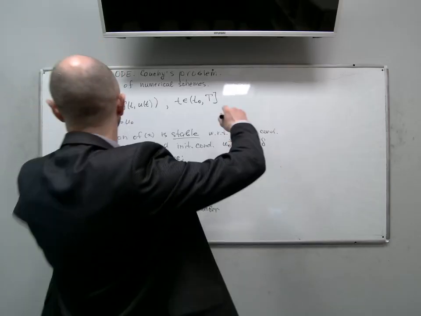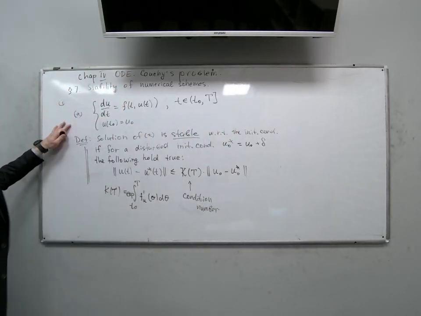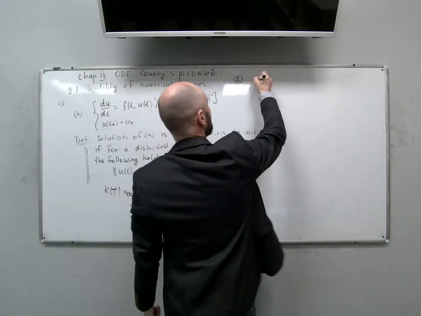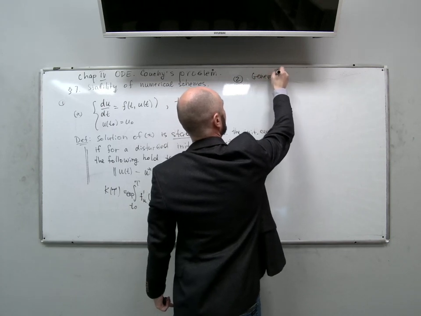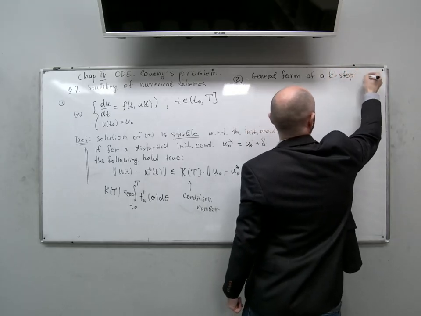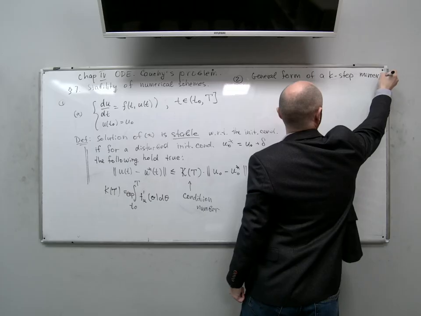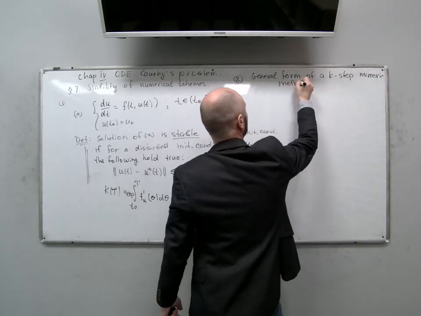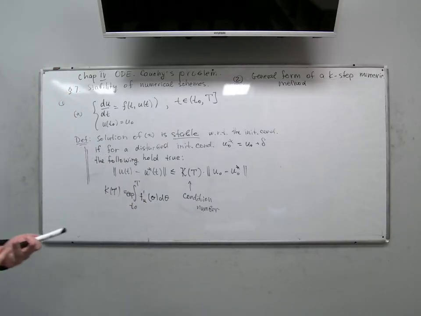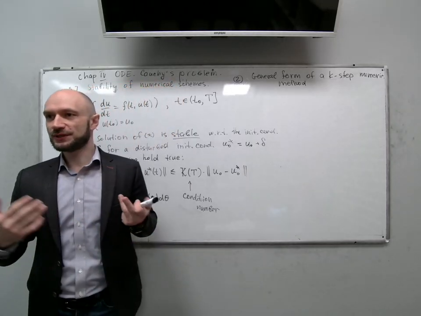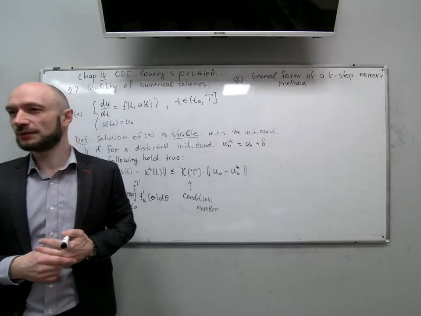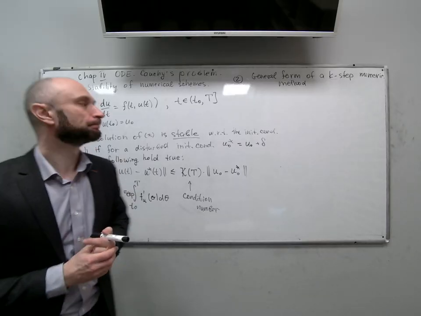So let us now. This was item number 1. Let's go on to the item number 2. Let us consider a general form of a k-step numerical method. We discussed several of them already, like Euler's method, several flavors of Euler's method. We discussed Runge-Kutta methods, and we briefly touched base on the Adams-Bashforth methods, right? Last time.